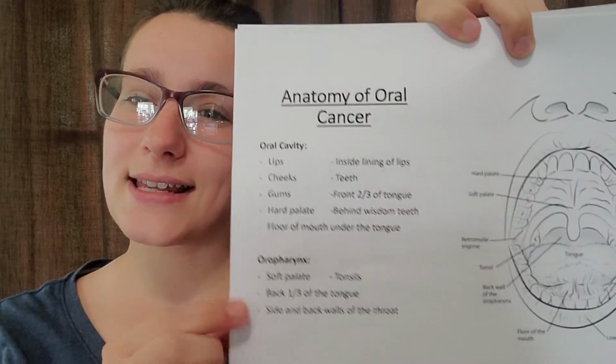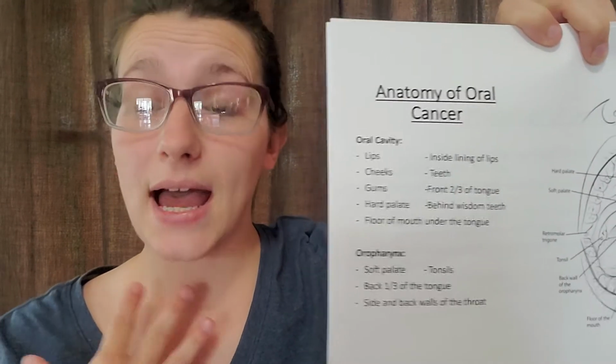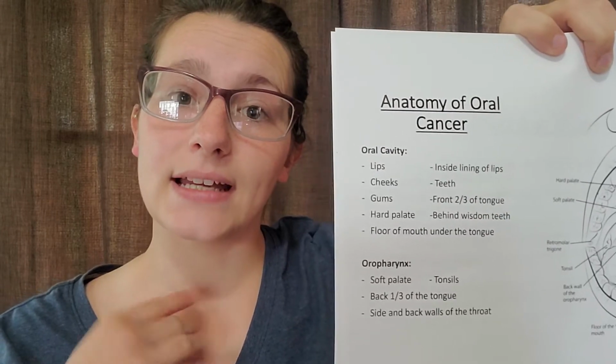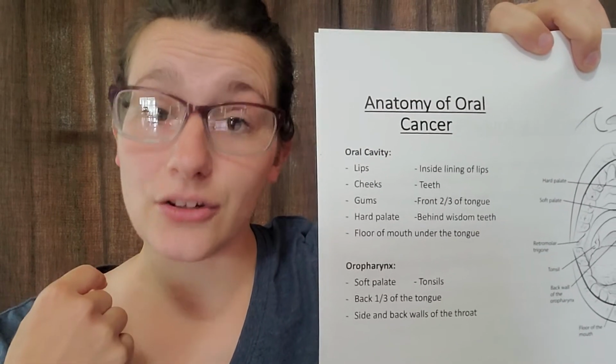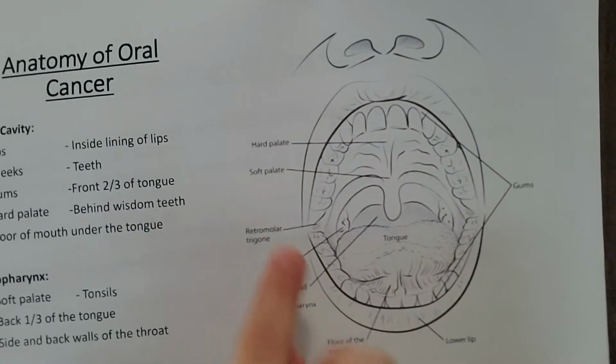The oropharynx has a few different parts, like the tonsils, the back insides of your throat, and the back third of your tongue. So those are all areas of where oral cancer can occur.